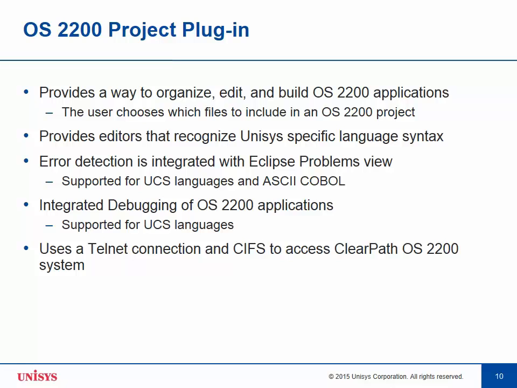The source elements can be edited using Eclipse. The OS 2200 project plugin provides editors for COBOL, C, C++, and other text editors. Error detection is integrated with Eclipse Problems view. It supports UCS languages and ASCII COBOL. Integrated debugging of OS 2200 applications is available, and it is supported for UCS languages. It uses a Telnet connection and CIFS to access ClearPath systems.